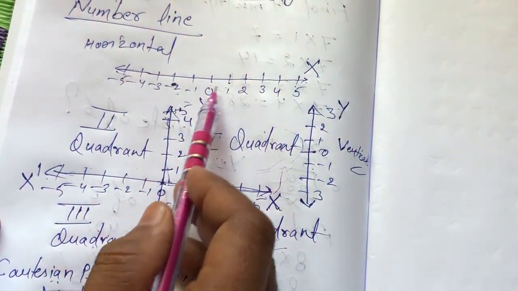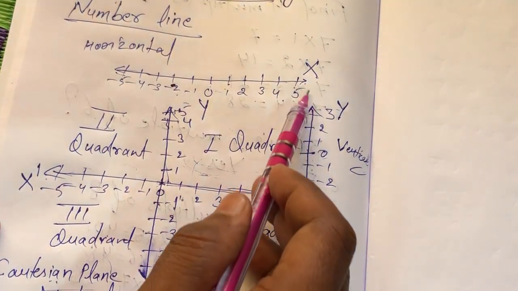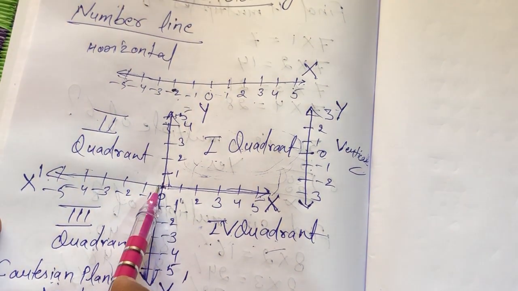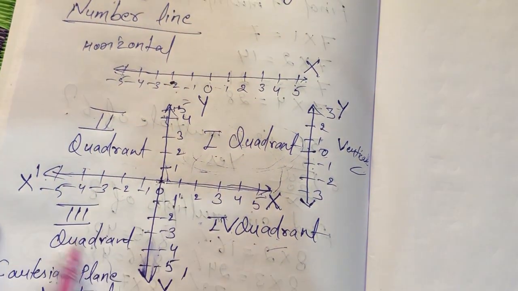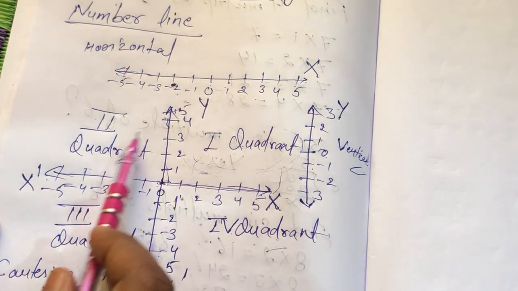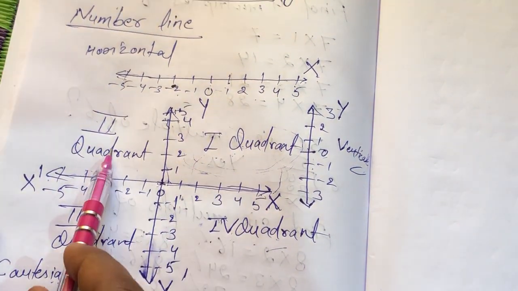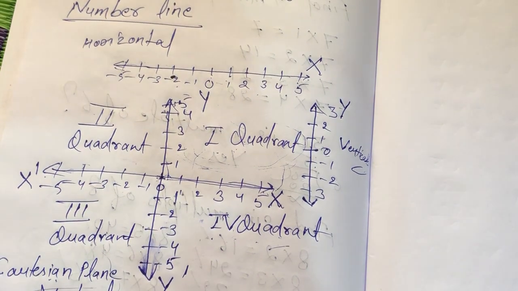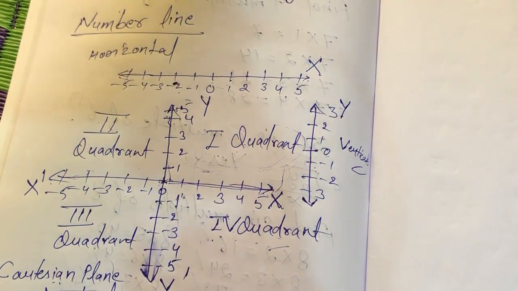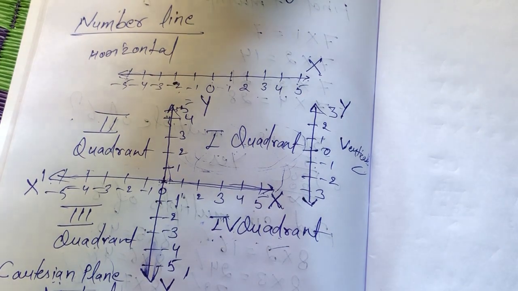When the coordinate axes, this x-axis, the horizontal line, and this y-axis, meet at the origin, they form a Cartesian plane. A Cartesian plane is divided into 4 parts: first quadrant, second quadrant, third quadrant, fourth quadrant. Okay, now the next thing, after quadrants, you must know how to plot points.